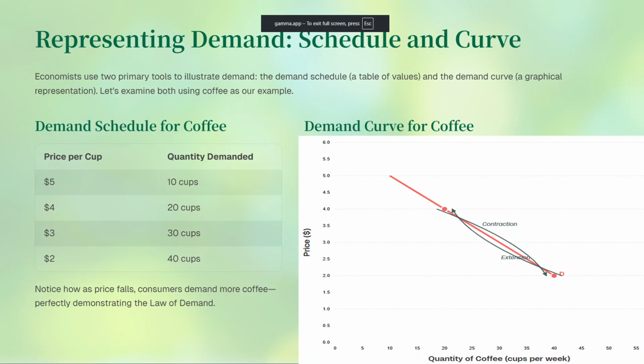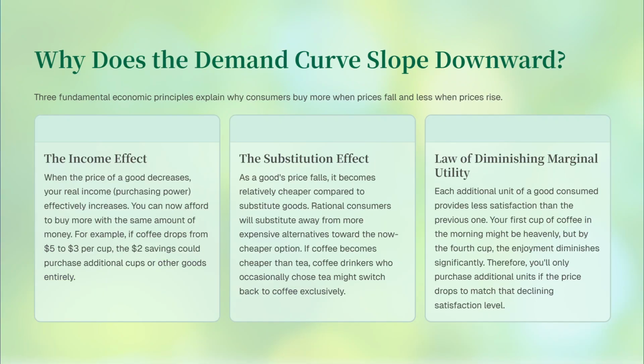But why do we buy more when the price is lower? There are three main underlying reasons. The income effect. When the price of a good falls, your real income or purchasing power increases. You have more money left over, so you can afford to buy more of that good. The substitution effect. When the price of coffee falls, it becomes relatively cheaper compared to other drinks like tea. Some consumers will switch or substitute away from the more expensive tea and buy the cheaper coffee instead.